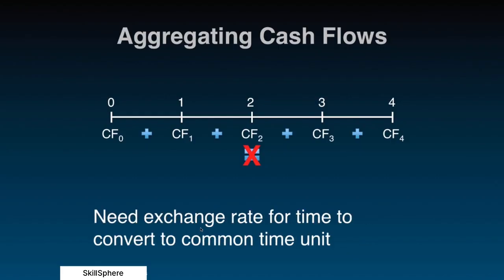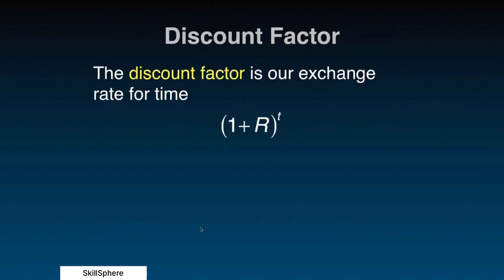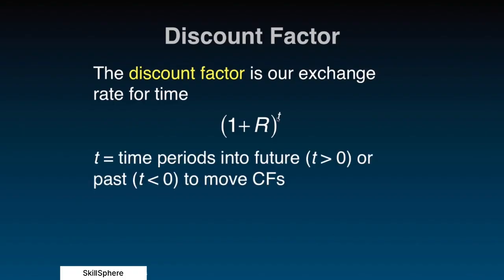What we need is an exchange rate for time to convert to a common time unit, and that exchange rate is called a discount factor. Our discount factor is given by (1 + r)^t. T is just the number of time periods into the future, if t is greater than 0, or past, if t is less than 0, that we want to move the cash flows.